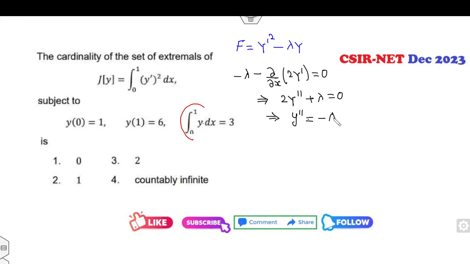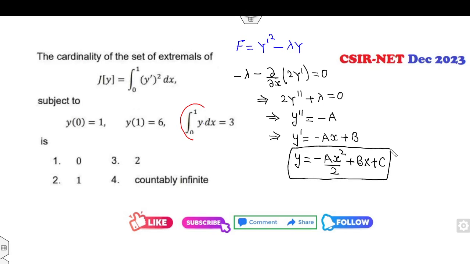That's a constant I call a. So it's a linear equation. So y will be my quadratic. So a x square, plus, sorry, it's a linear equation. So it will be my minus a x plus b. So y will be my minus a x square over 2 plus bx plus c.